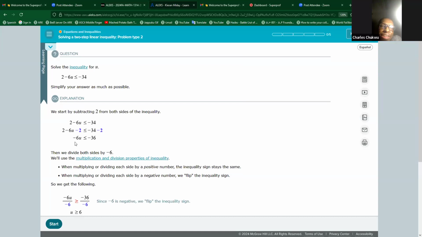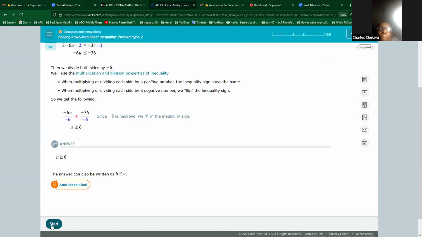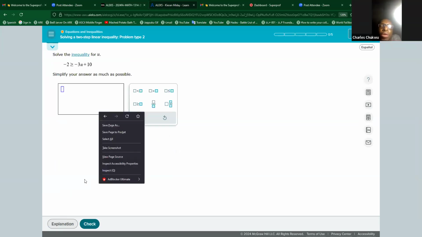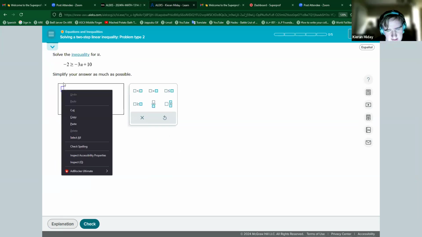Yes, exactly. Since -6 is negative, we flip the inequality sign. So u is greater than 6, or greater than or equal to. Okay, I think I kind of get the concept. So it's the same thing that we do here.